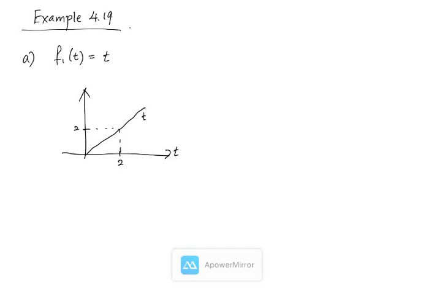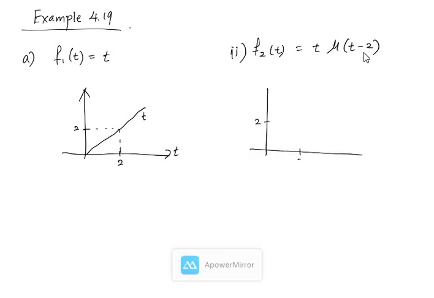And second, if we have f2(t) equal to t times unit step t minus 2, what does it mean here? For t unit step t minus 2, this means that the graph will start from 2 to infinity. So if we have the same graph like this, the graph starts from 2 to infinity.